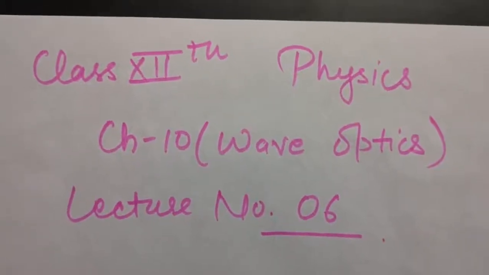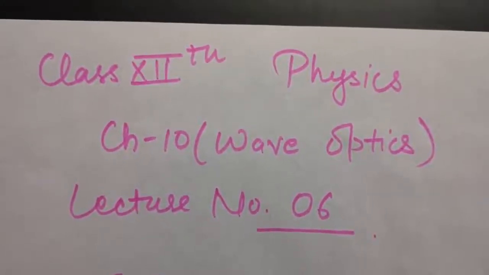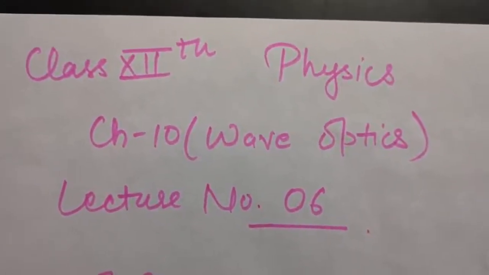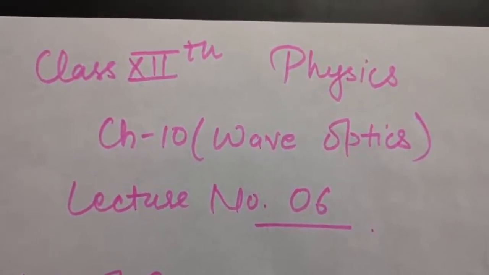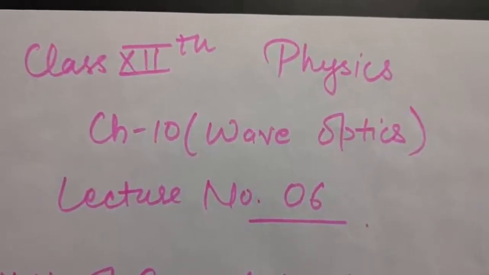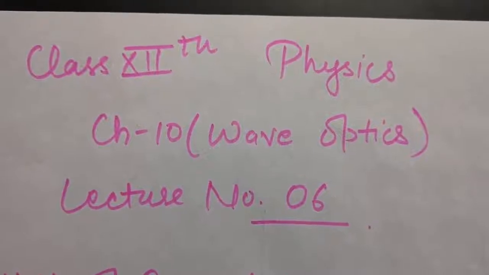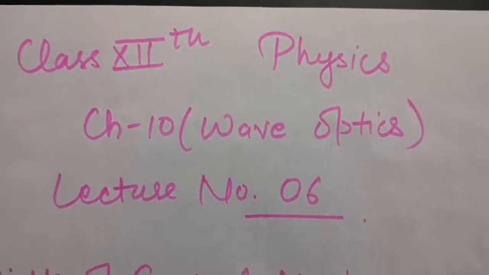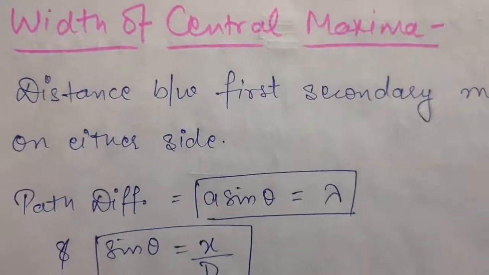This is your subject physics, chapter number 10, that is wave optics, and lecture number 6. In the previous lecture, we were studying about diffraction. I told you about the diffraction pattern seen and the various conditions for secondary maxima and minima in the diffraction pattern. Today we will first of all calculate the width of central maxima.